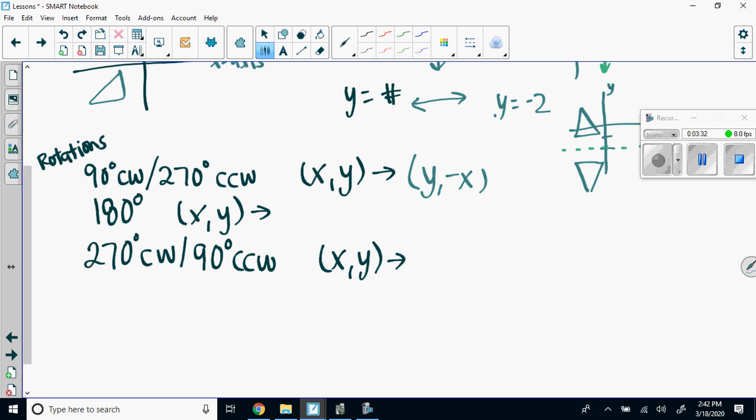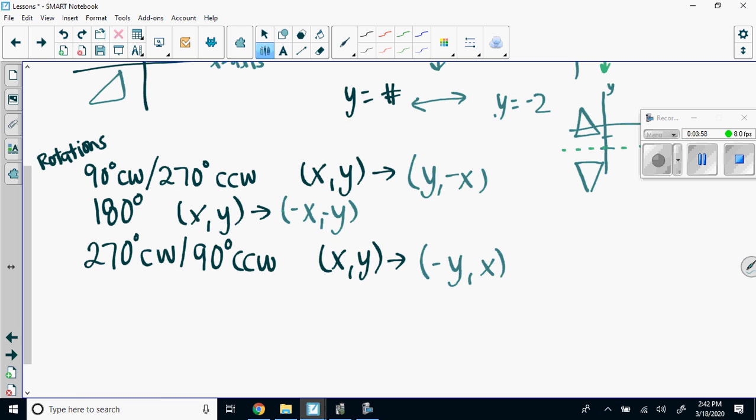If you're asked to flip it upside down, do the 180, you just change the signs on both of them. So if they're negative, make them positive. If they're positive, make them negative. And if you're asked to rotate 90 degrees counterclockwise, 270 clockwise, you switch the ordered pair, and the y becomes negative.